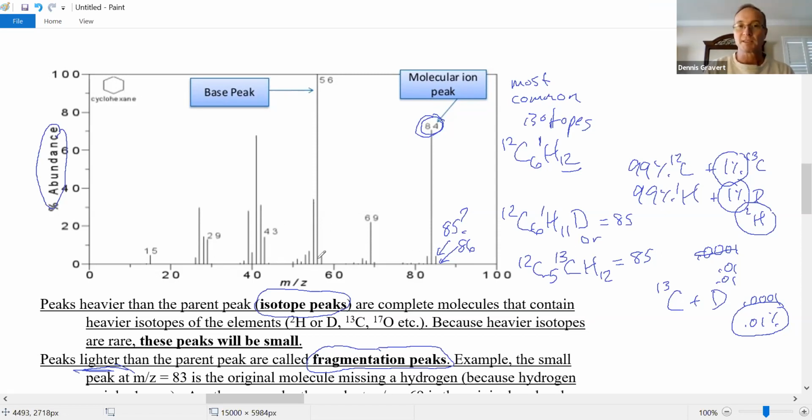Now, among the fragmentation peaks, you can also have isotope peaks mixed in there. So what are we talking about here? Okay, so start with the original molecule of mass 84. That's cyclohexane. And how'd you get mass 56? Well, the most common cation that's making it through the mass spectrometer has 56 mass units. Let's assume it's the most common forms, C12 and H1. So divided by 12, is that 4? 4 times 12 is 48. Yeah, that's going to work.